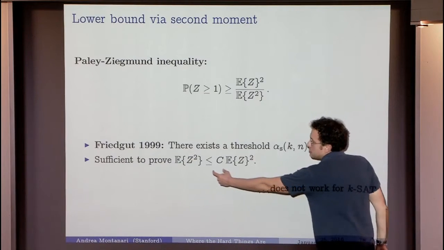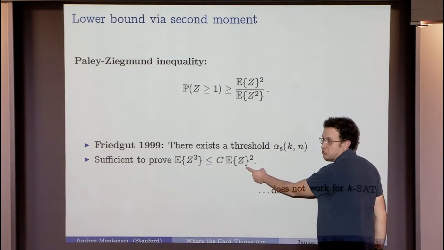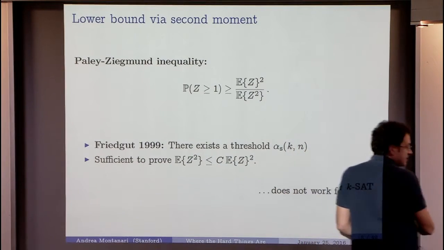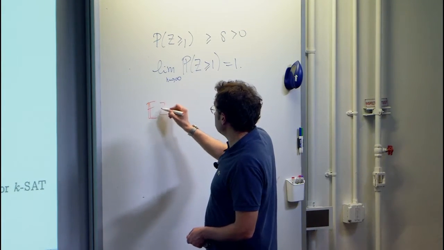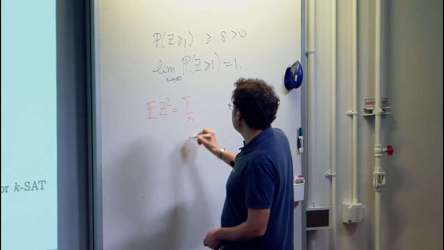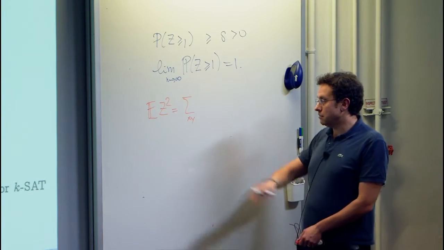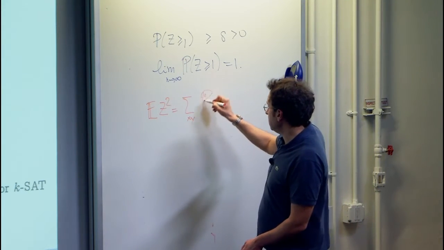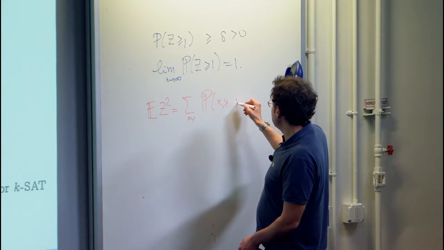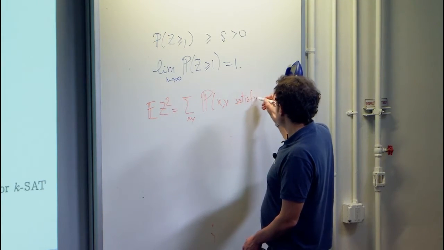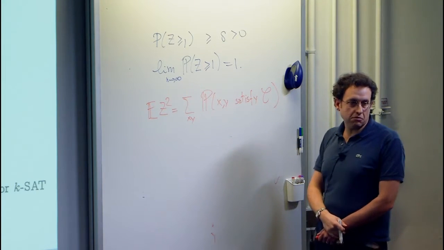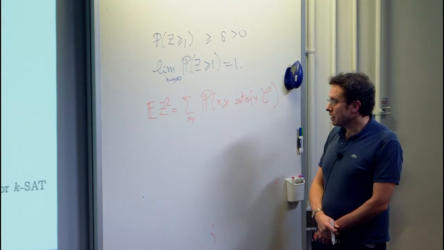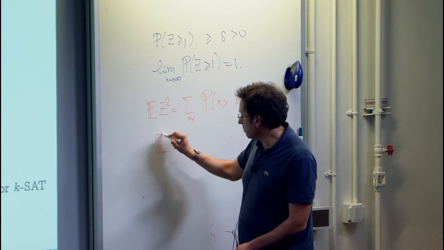So, the reason why, when the second moment matches the square of the first moment, it means that... So okay, let's look at what the second moment is. The second moment, the expectation, is the sum over all x and y of the probability that x and y satisfy my random formula. Okay, let's call the random formula C, whatever it is. Right?